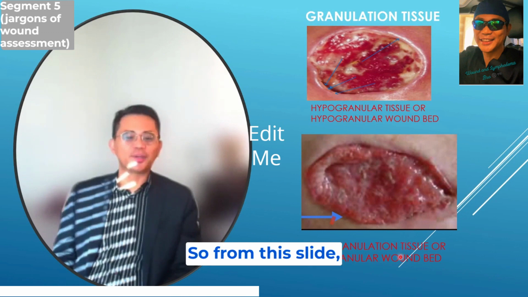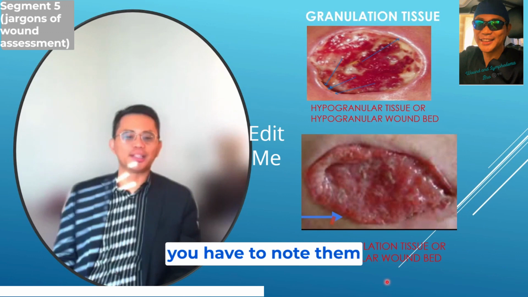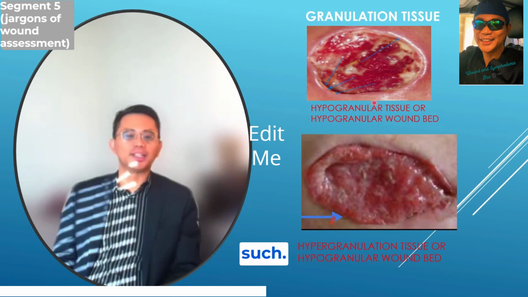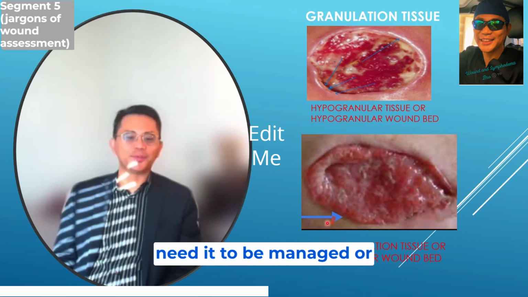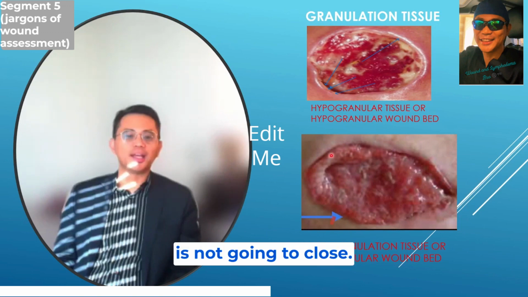So from this slide, you learn that there's hypogranulation tissue and hypergranulation tissue. If you see this, you have to note them and describe them as such. And you know that you need it to be managed, or else the wound is not going to close.